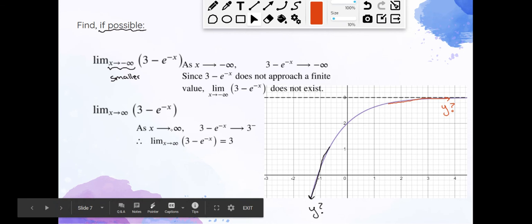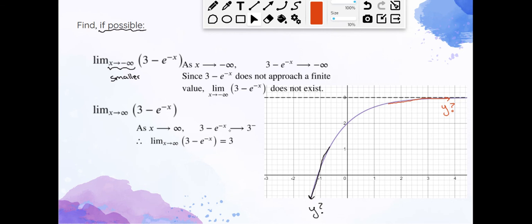We can see that as x is getting larger and larger and larger, our function is approaching 3, and specifically 3 from the left, meaning from below. Therefore, we can say that the limit as x approaches infinity of 3 minus e to the negative x is equal to 3.